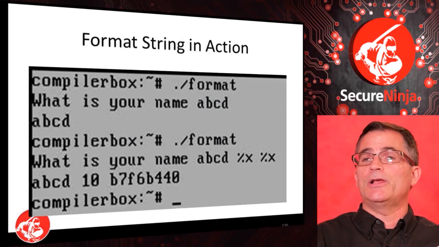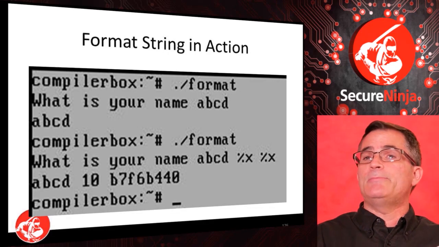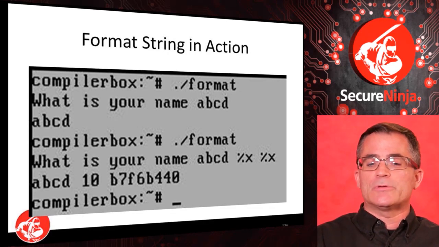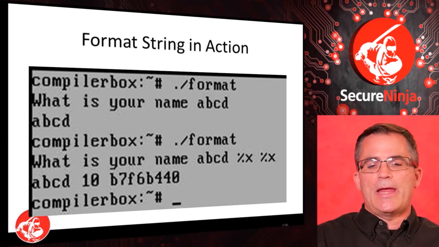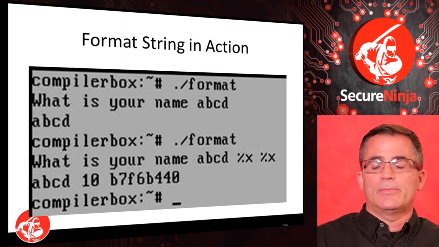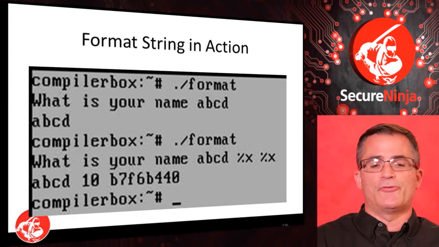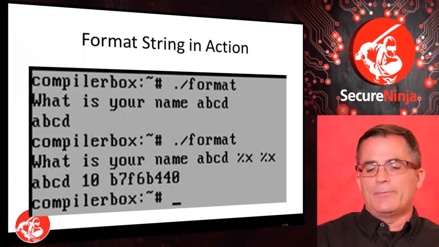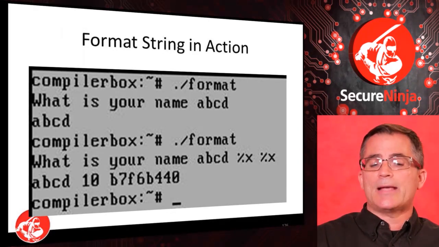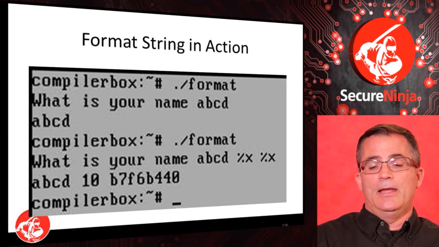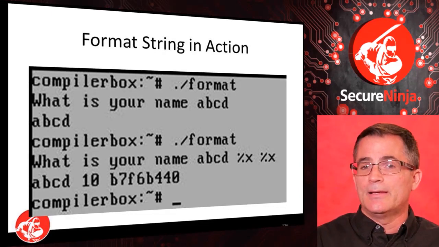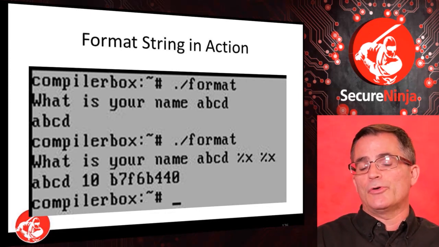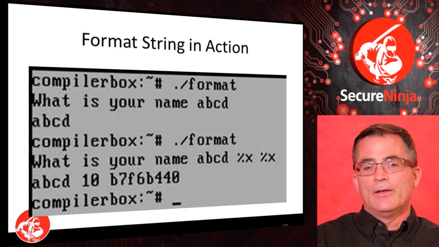Okay? And this is what a format string looks like in action. Sorry, not in a debugger, in an actual compiled program. So I run /format. What is your name? I put in my name ABCD. It's fine, it prints name ABCD because I used a format specifier. Now I go, what is your name? I say ABCD %X %X. And it goes ABCD 10, the number of bytes on the stack, and B7F6B440, what do you think that is? That's the address of the instruction pointer in memory at the time ABCD is written. Therefore, I now have what?